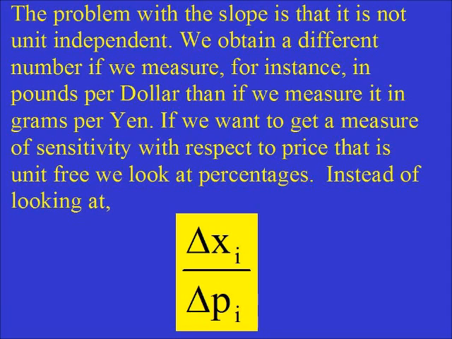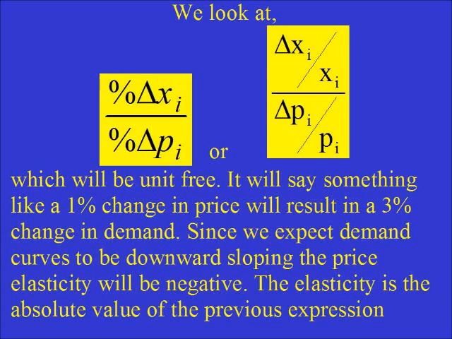So instead of looking at the change in xi with respect to a change in price, what we're going to look at is the percentage change in xi relative to the percentage change in the price, in this case pi. We can write these percentage changes as the change in xi over xi, which gives us a percentage, and the change in pi over pi. Now these measures are going to be unit free. It'll say something like a 1% change in price will result in a 3% change in demand.